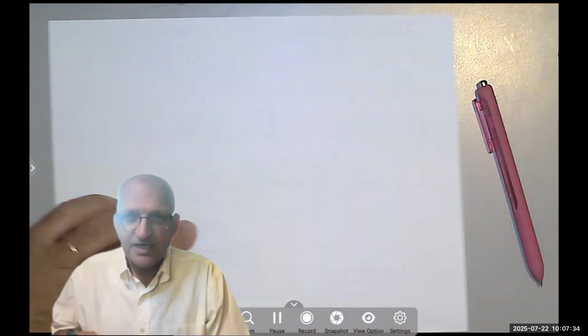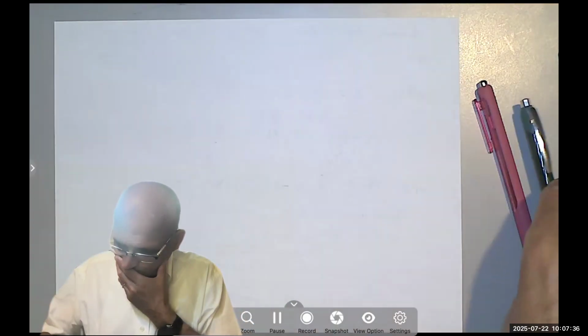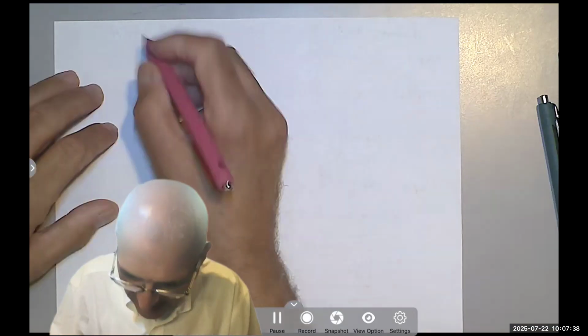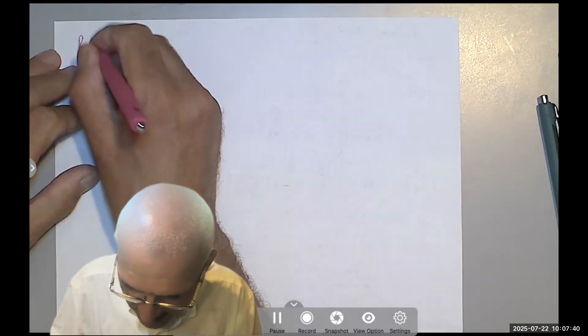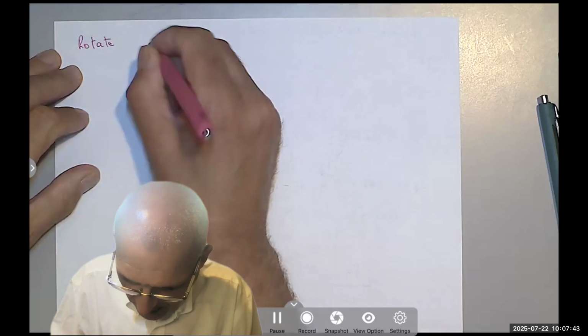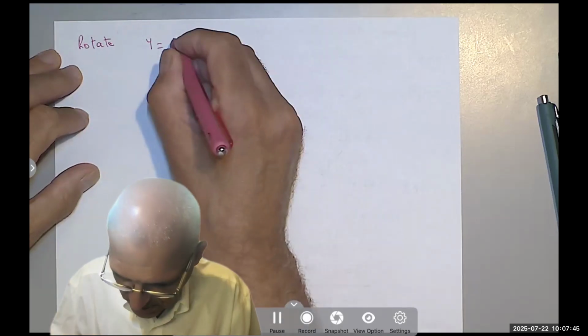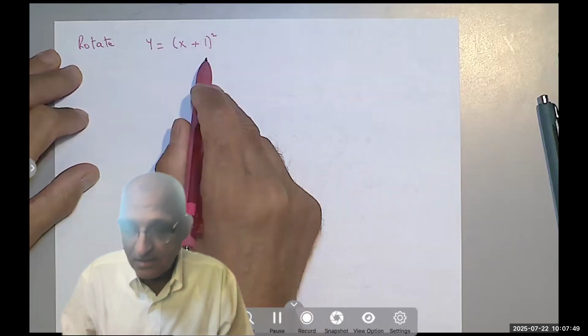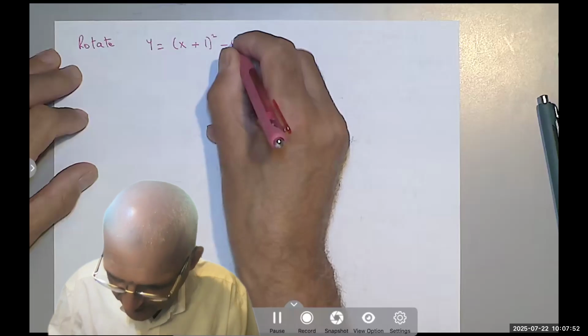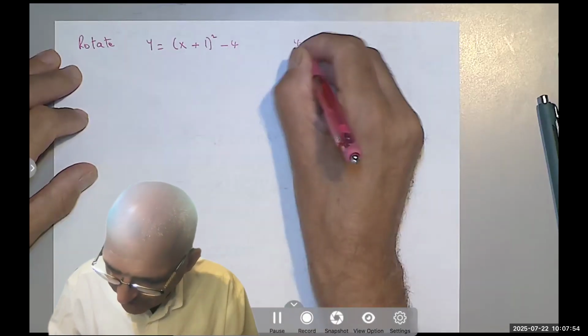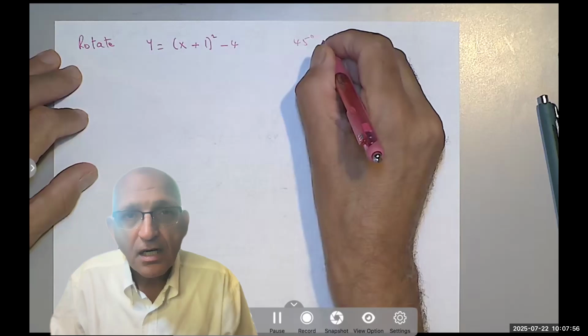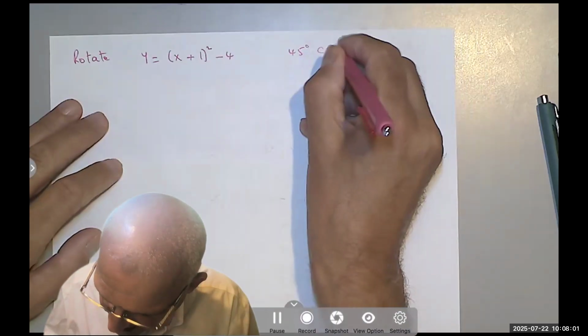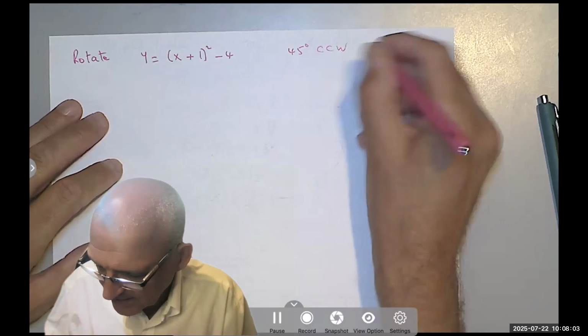So let's take another example. Last time we did an ellipse. So let's take something else. Let's say rotate y equals x plus 1 squared, so we make it a parabola, minus 4, and rotate it 45 degrees. This one was clockwise, so counterclockwise. And just for simplicity, let's make it around the origin.